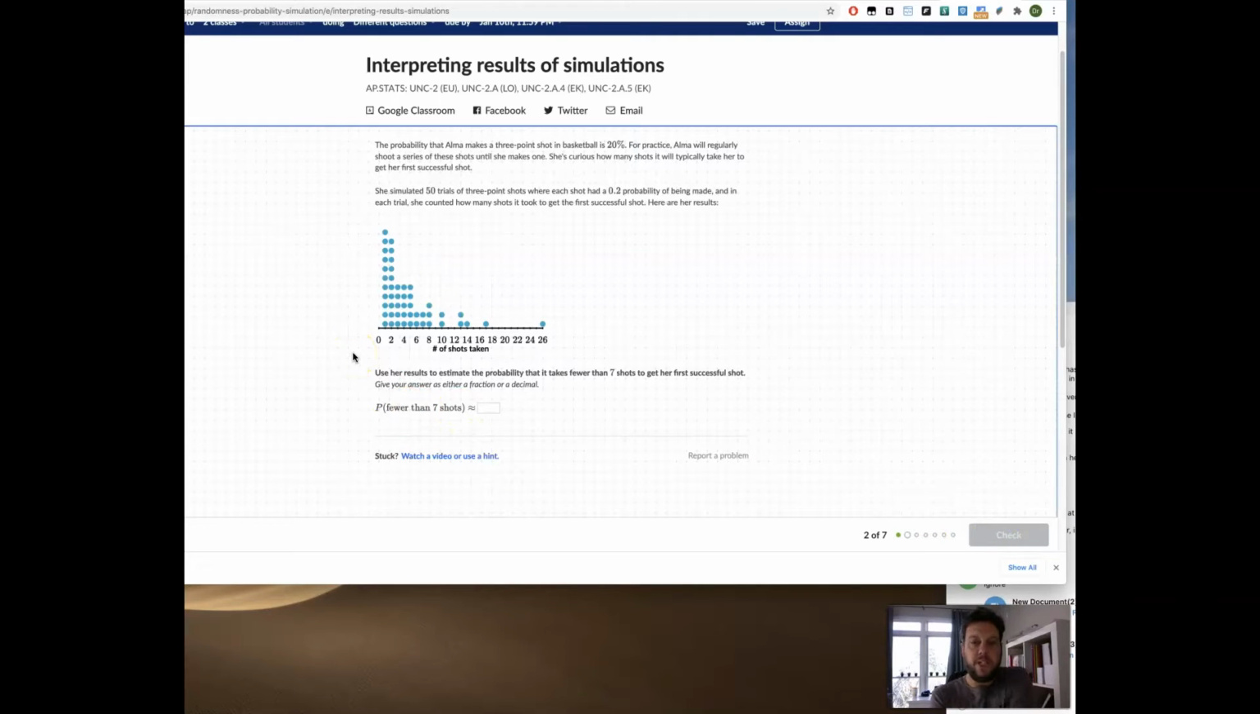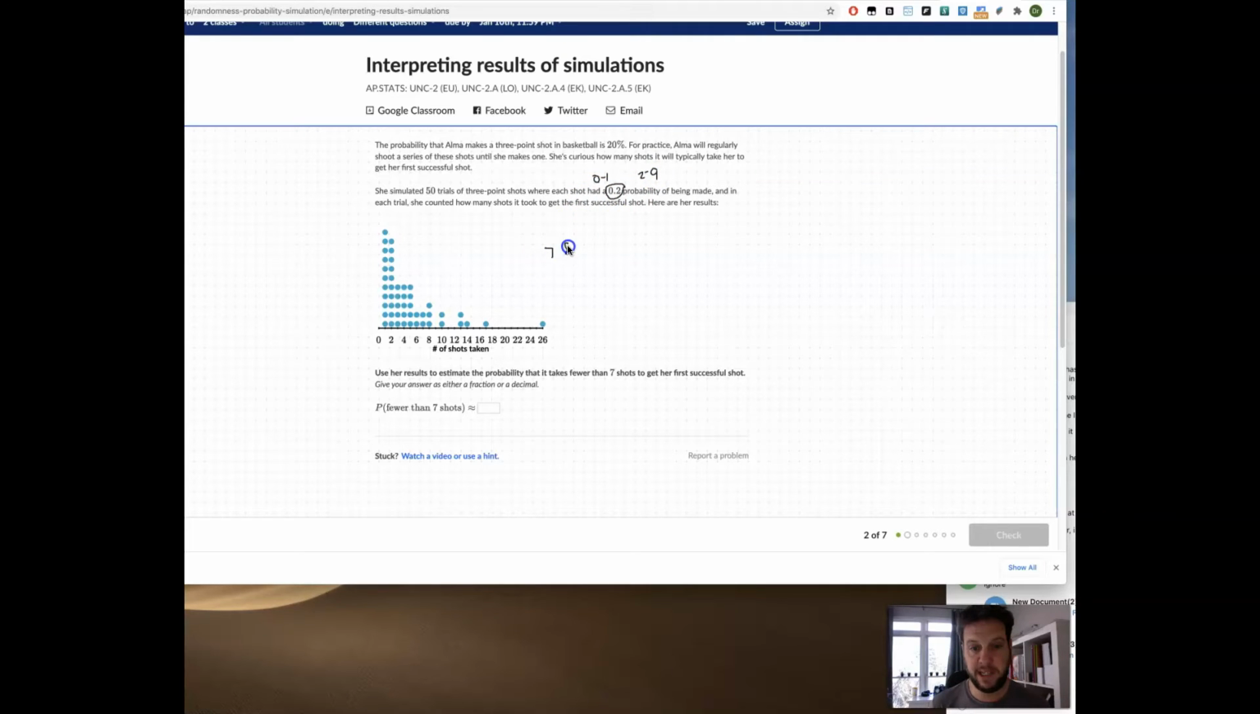All right, 3-point shot, 20%. She's curious how many shots it will take her to make her first. So she just keeps doing it over and over. Well, not doing it over and over again, but she's going to simulate where there's a 20% probability of being made. So maybe 0 through 1 is a make, and 2 through 9 is a miss. So every time you just look at a random digit table.